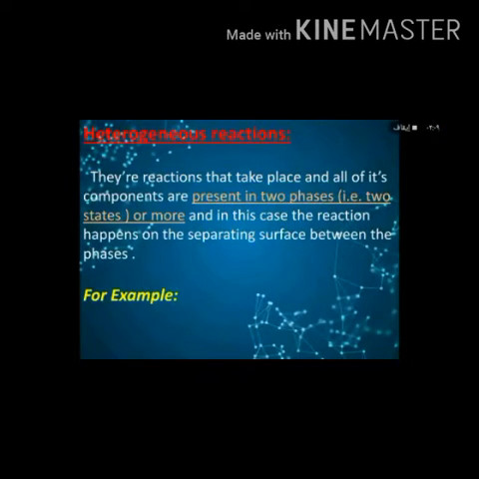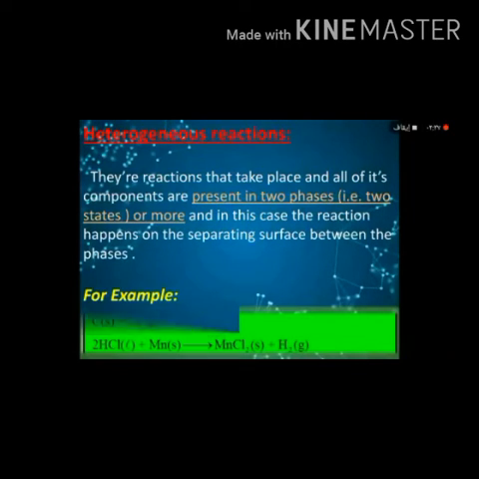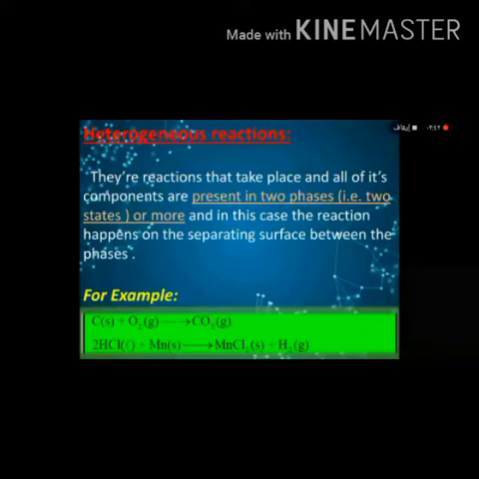Heterogeneous reactions. They are reactions that take place and all of its components are present in two phases, in another word, two states or more, and in this case, the reaction happens on the separating surface between the phases. For example, when we react the carbon atom with an oxygen molecule, we're gonna get one carbon dioxide molecule. Or when we react the hydrogen chloride with the manganese, we're gonna get manganese chloride and hydrogen gas.